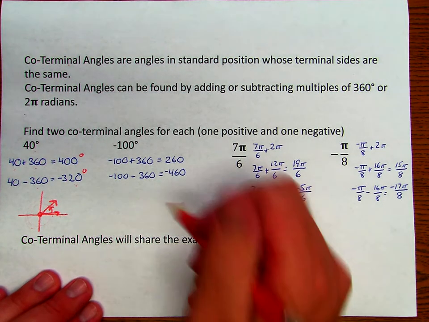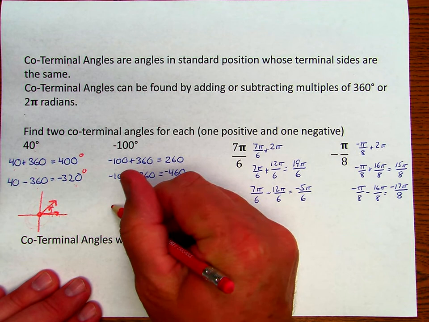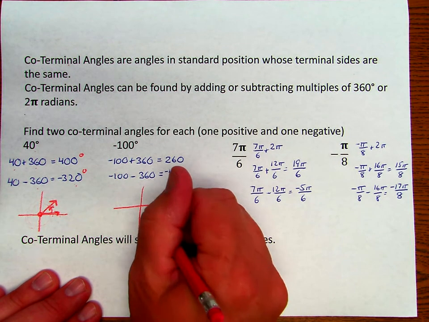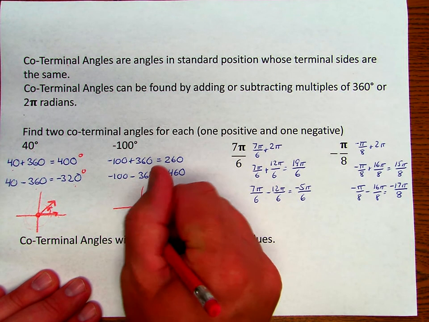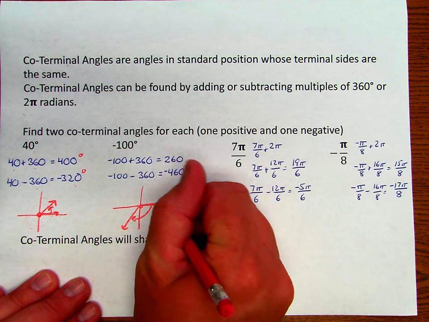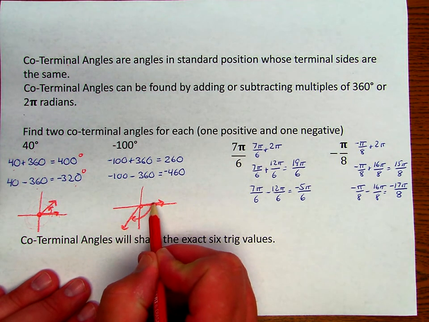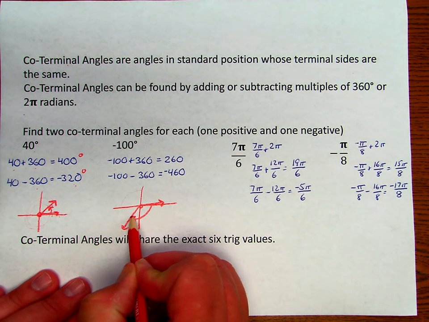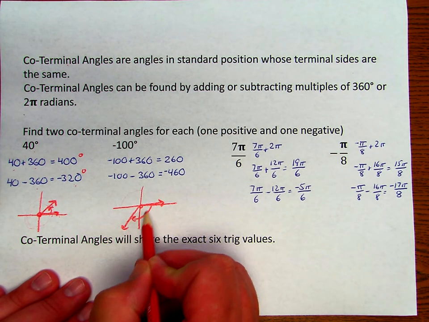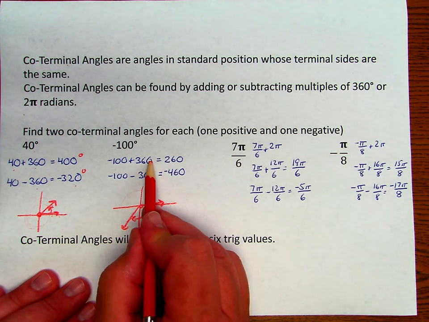Okay, negative 100 degrees. If we were to sketch that in standard position, we're somewhere down here. Okay, what other angle or angles are coterminal with that? Well, we could rotate around 260 this way, or we could do another full 360 that way. In other words, add 360, subtract 360.